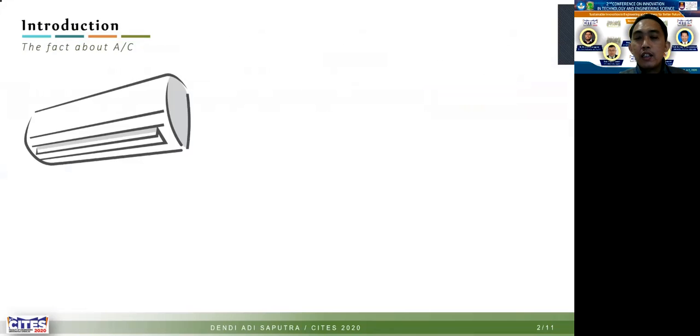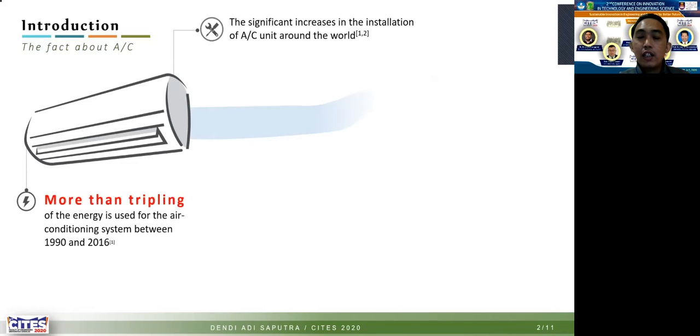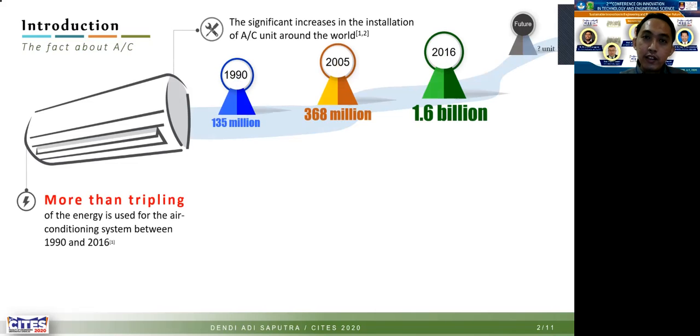Based on the data released by the International Energy Agency in 2018, energy used for air conditioning systems more than tripled between 1990 and 2016. This condition will increase the installation of air conditioning systems around the world. Notes in 2016 show around 1.6 billion air conditioning systems were installed.